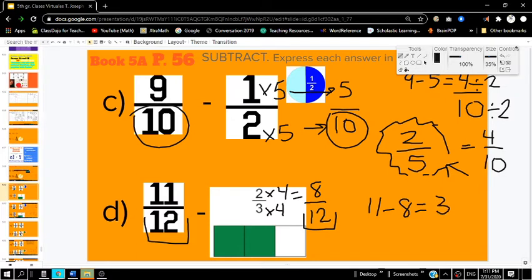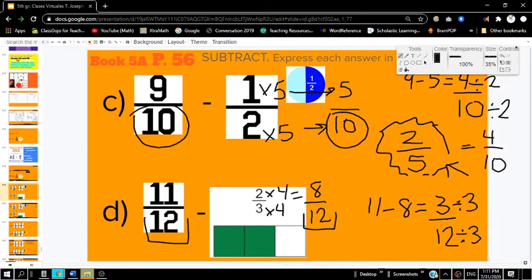So we keep our same denominator, which is 12, but just like the previous problem, we need to simplify. What can we simplify 3 12ths by? Well, a common factor would be 3. So let's divide 3 by 3, and let's divide 12 by 3.